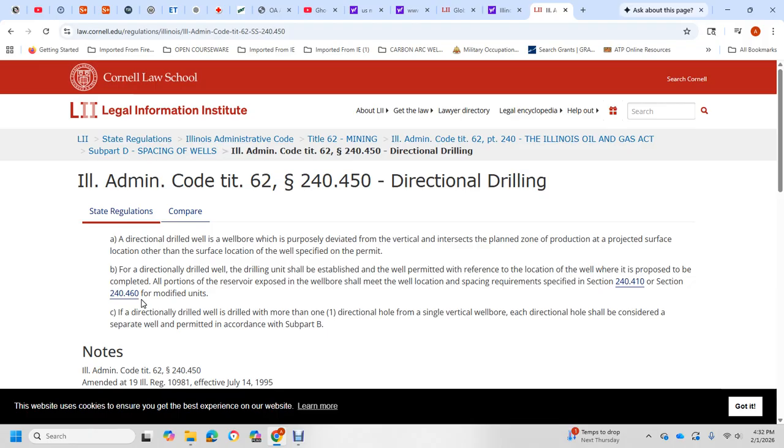For a directional drilled well with more than one directional hole from a single vertical wellbore, each directional hole shall be considered a separate well with a permit that conforms with subpart B.